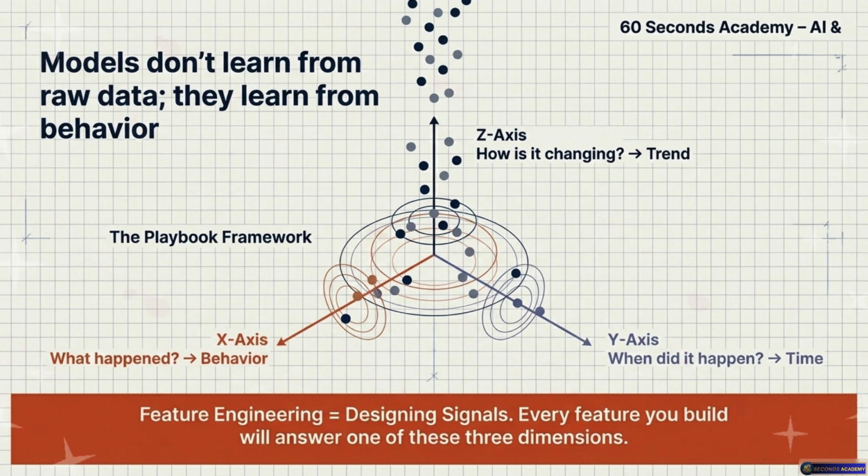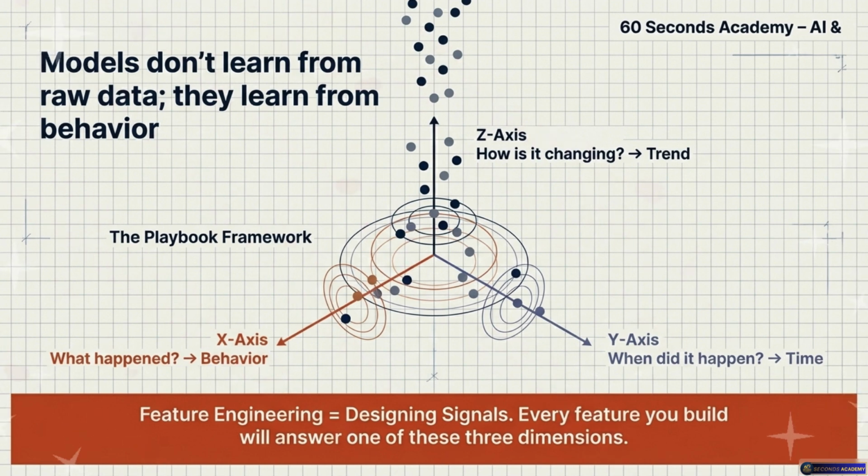Right. If you strip away all the complex SQL joins and the advanced math, every feature answers what happened, which tells the model about user behavior. When did it happen? Which tells the model about time. Or how is it changing? Which tells the model about the trend. Behavior, time, and trend. That is the entire playbook framework right there. Having that three-pillar framework really keeps you from drowning in data overload.